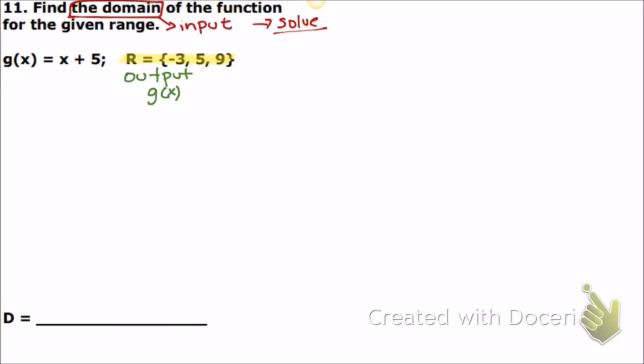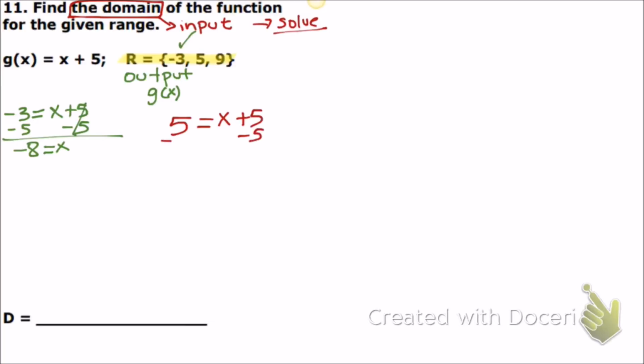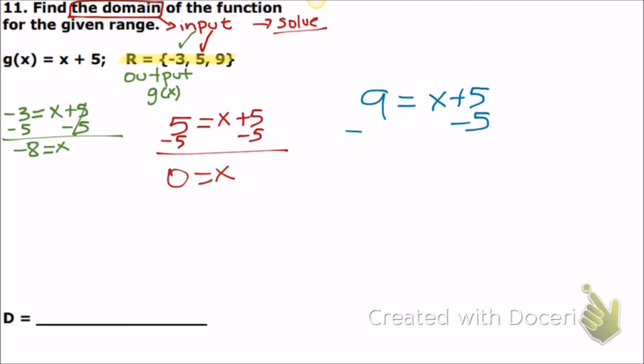I'm going to start with negative 3. We're going to write negative 3 equals this function, x plus 5. And then we just need to solve. Minus 5, we get negative 8 equals x. That cancels out. That's my first one. Now the second one is going to be 5 equals x plus 5. We're going to subtract. So we get 0 equals x. Done with the second one. Now let's do the third one. We have 9 equals x plus 5. Subtract 5. We get 4 equals x.